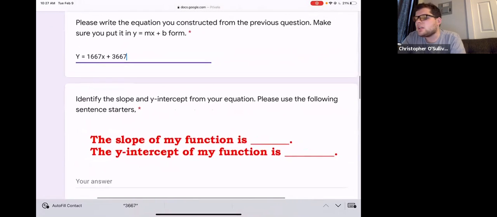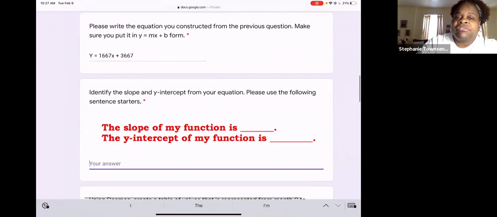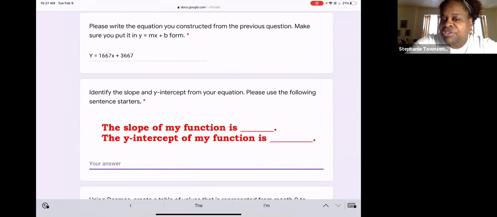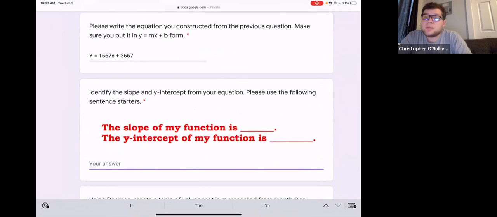Now, Ms. Townsend, can you read this question? Identify the slope and y-intercept from your equation. Please use the following sentence starters. The slope of my function is blank. The y-intercept of my function is blank. Use these sentence starters. Don't make your own sentences. Please don't deviate from the script.